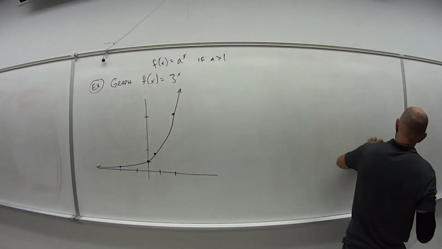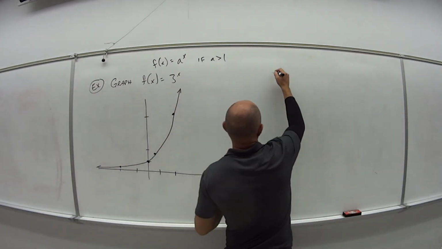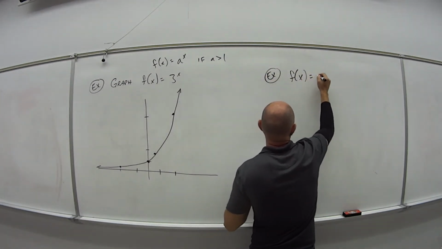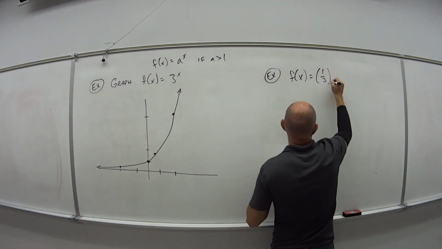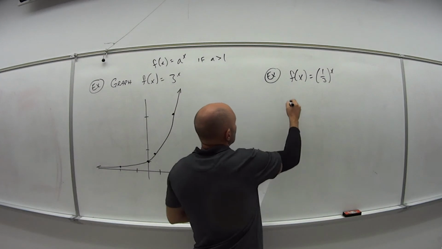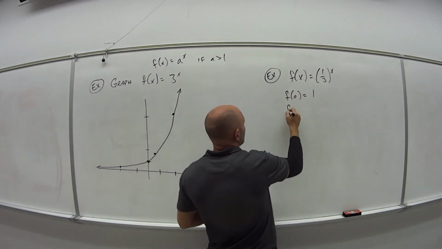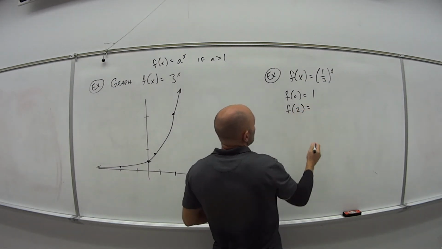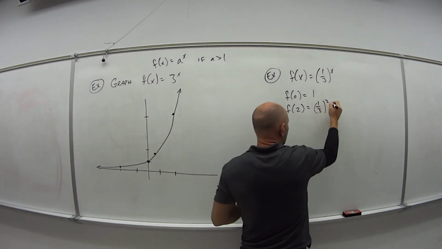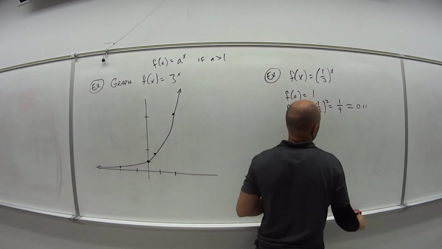What about if a is less than 1? But we know what? a always has to be positive. So let's look at one of those examples. If f of x is equal to 1/3 to the x power. So let's plot some points. f of 0 is still 1. How about f of 2? Well, f of 2 is going to be 1/3 squared, which is 1 over 9, which we saw in the last example is 0.11.